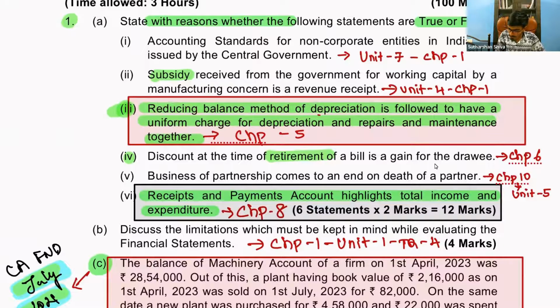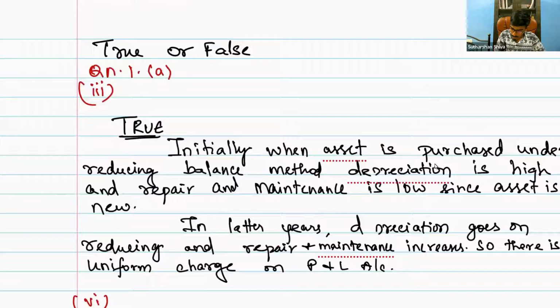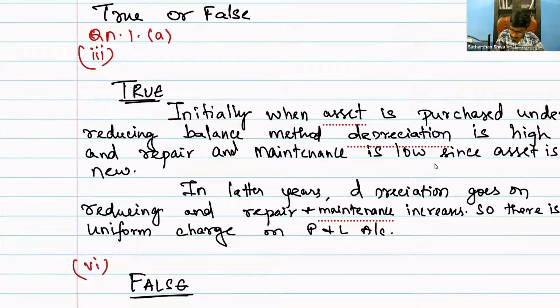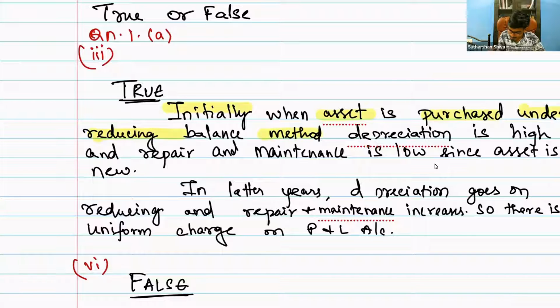Reducing balance method of depreciation is followed to have a uniform charge of depreciation and repairs and maintenance together. Is it true or false? It will be true. How will I write? Just listen to my writing carefully. Initially, when the asset is purchased, under the reducing balance method, depreciation is high and repairs and maintenance is low since the asset is new. Is it right?